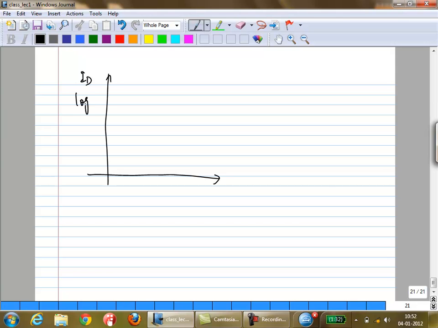Now suppose you plot ID versus VGS on a log scale. In reality you will be able to see it only on a log scale. If you plot ID versus VGS normally, it will just look like your normal square law curve, because you won't even be able to see it. If you plot it like this, you'll see something like this. That's where you'll really be able to see the subthreshold conduction.